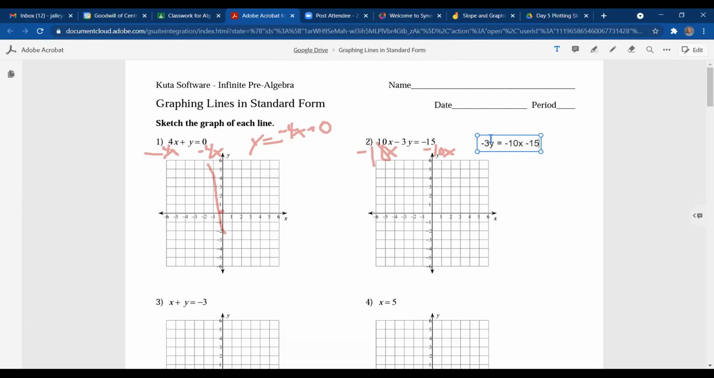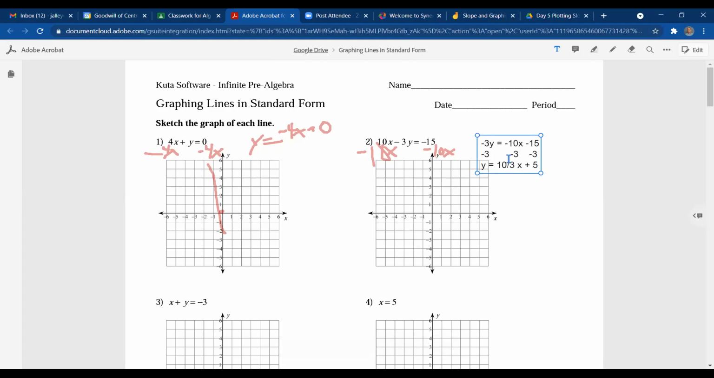Now all I got to do is divide by negative 3. I got to get to 1y. So negative 3 divided by negative 3 is going to give me 1y. So every term divided by negative 3. And voila, all the signs are going to change. Y equals 10/3 x plus 5.